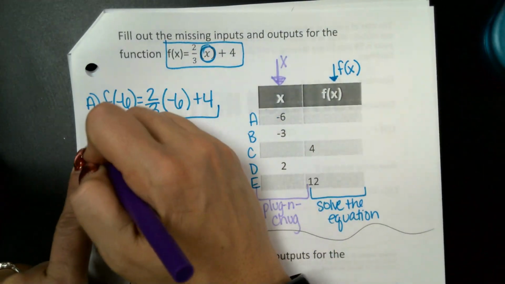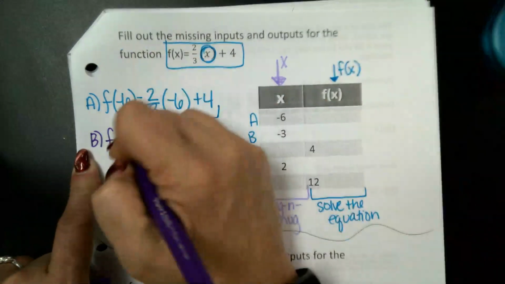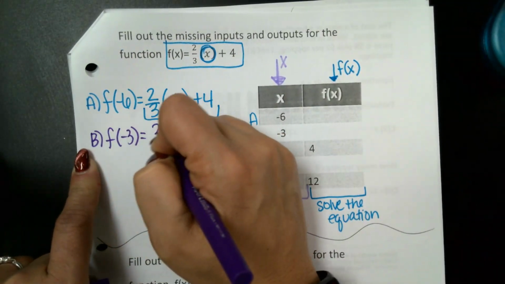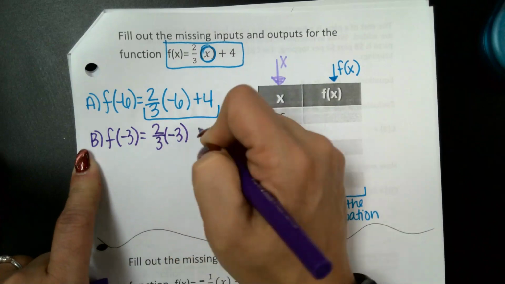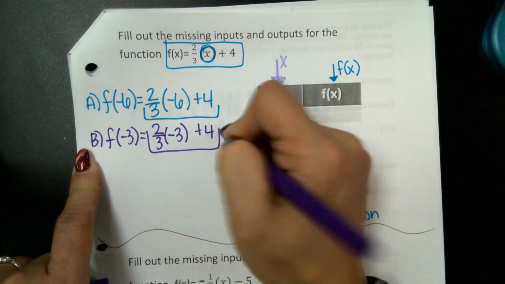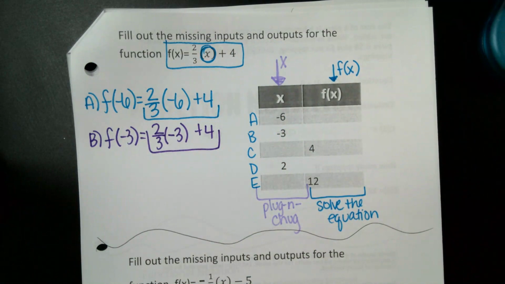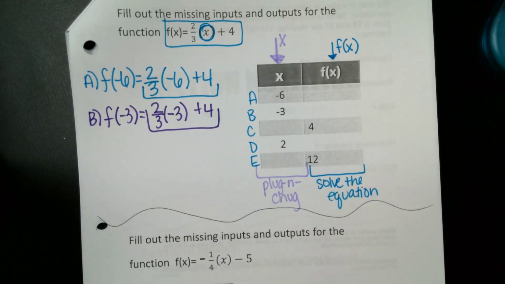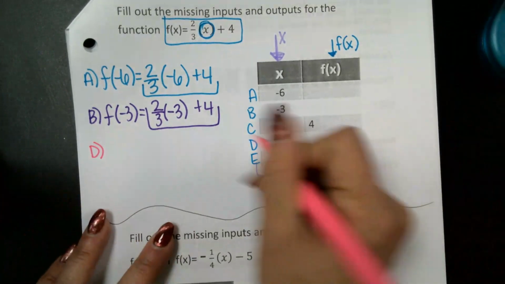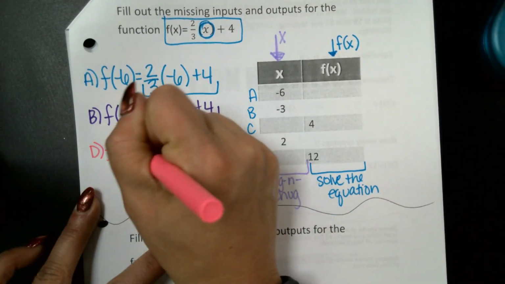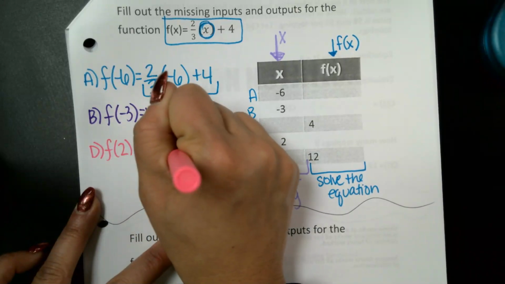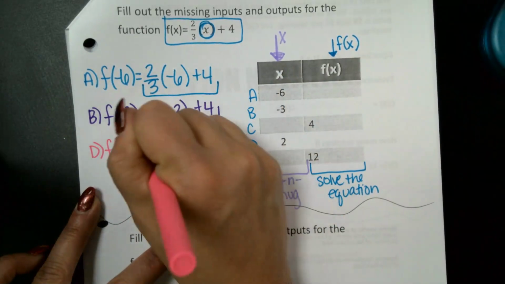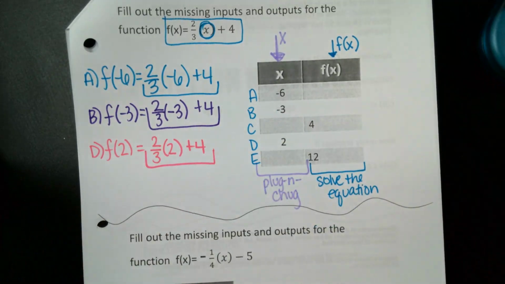For letter B, same type of thing, but they want us to find F of -3. So you're typing in 2/3 times -3 plus 4. Which other one is the plug and chug problem? C, D, or E? D. So letter D would also be F of 2 equals 2/3 times 2 plus 4. So you guys get to plugging and chugging.